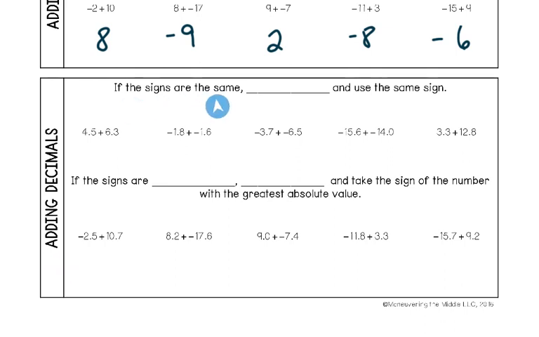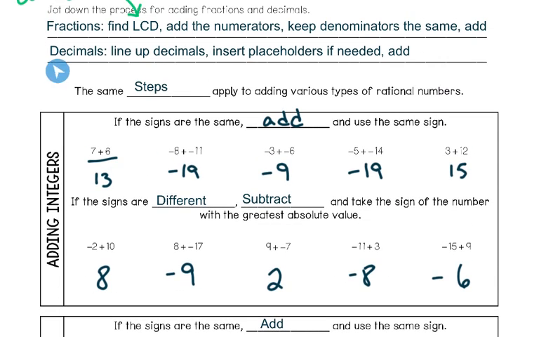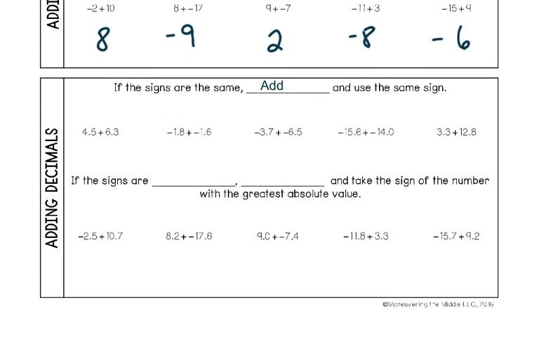So if the signs are the same, we will add and use the same sign. So if you notice, it's the exact same process. So when I have 4.5 plus 6.3, I'm going to go up and just look at how do I add decimals. Line up the decimals first, insert placeholders if needed, and then add like normal. And if the signs are the same, I'm just going to add and then use the same sign.